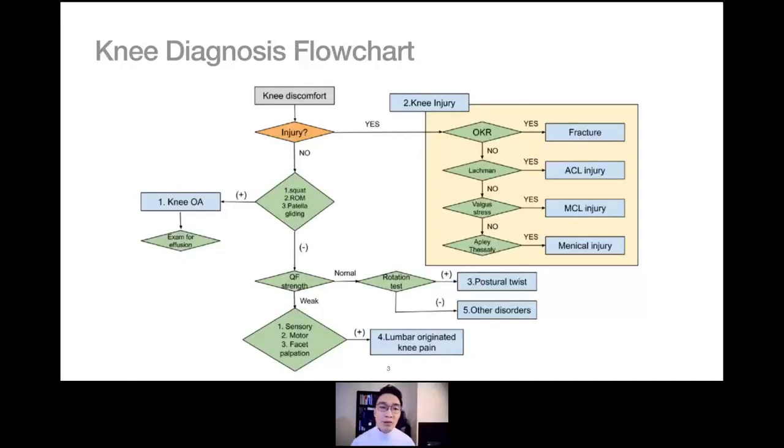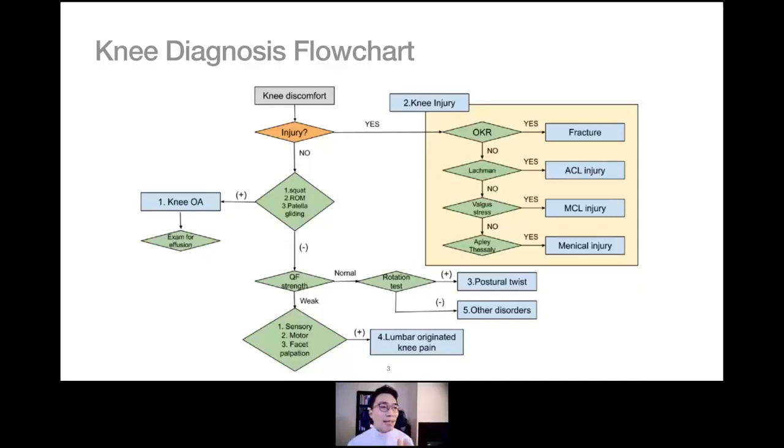This is the flow chart I use to diagnose the knee pain patient. And because I have only 1 hour today, I want to focus on the osteoarthritis only, because that's the cause of the majority of knee pain problems. But I want to introduce how I diagnose the patient with this flowchart. Just follow the flowchart with me.